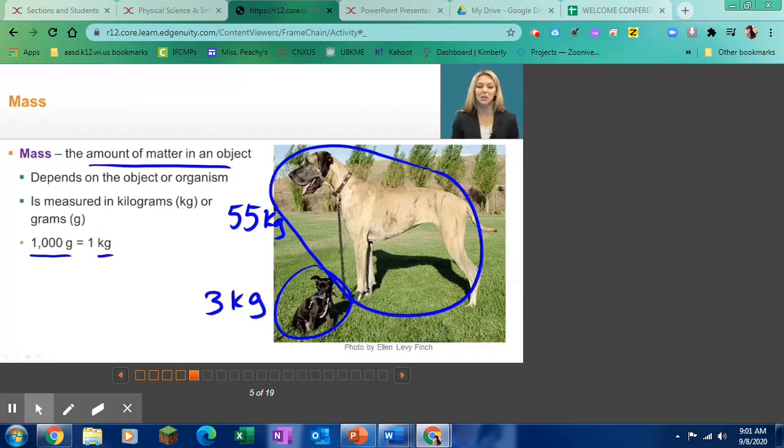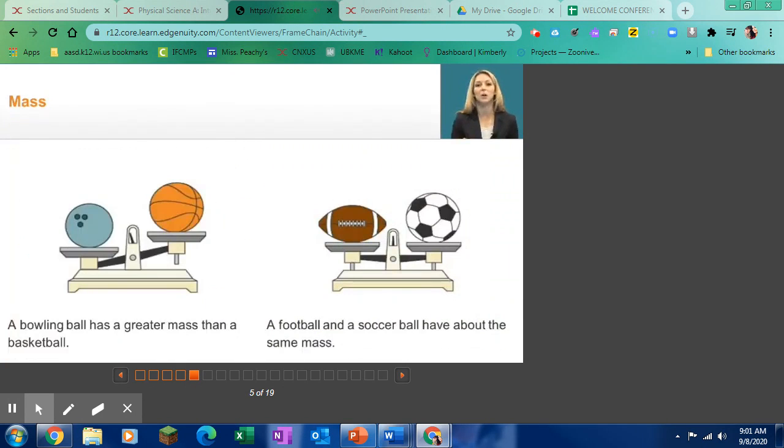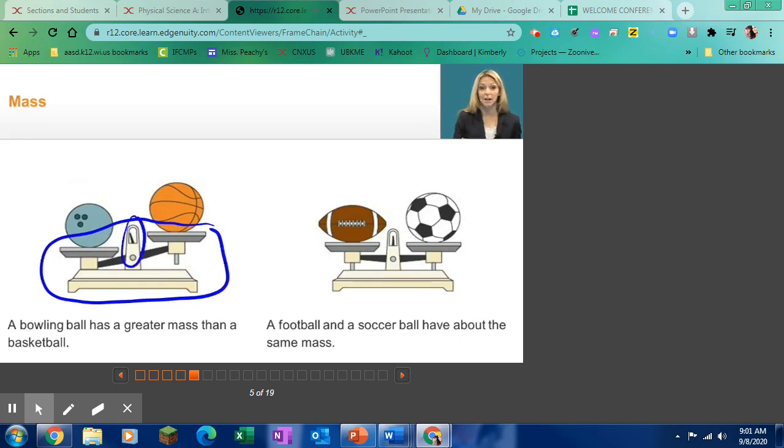Now let's take a look at how you can compare two objects using a tool called a balance. You've probably seen these before. Here is our balance, and it has a pointer in the middle to show which object has more mass, and it has some pans to put objects on.